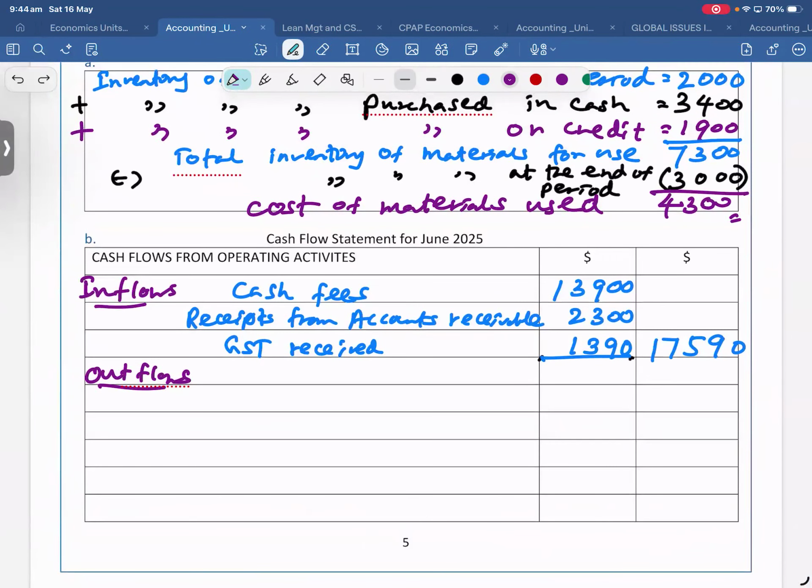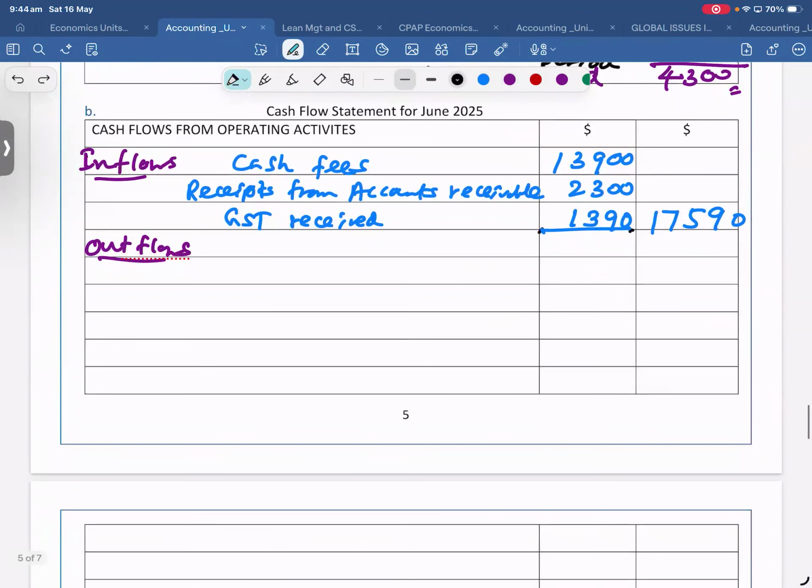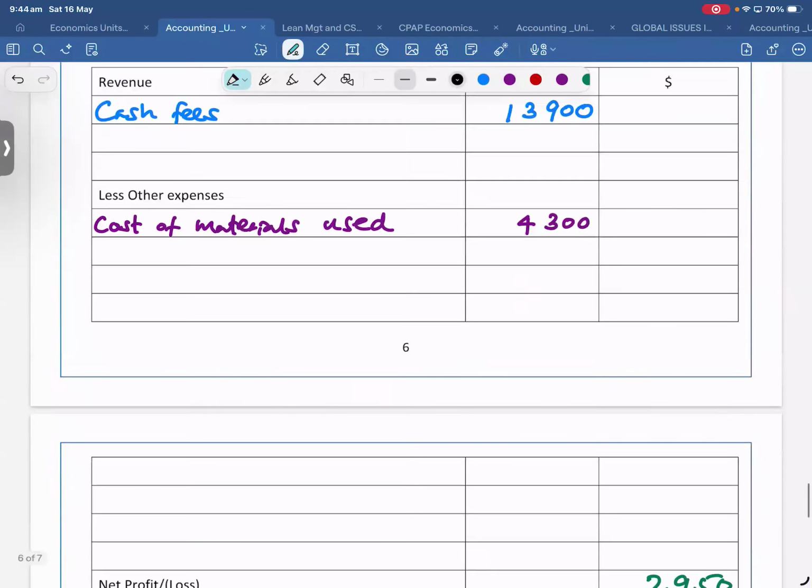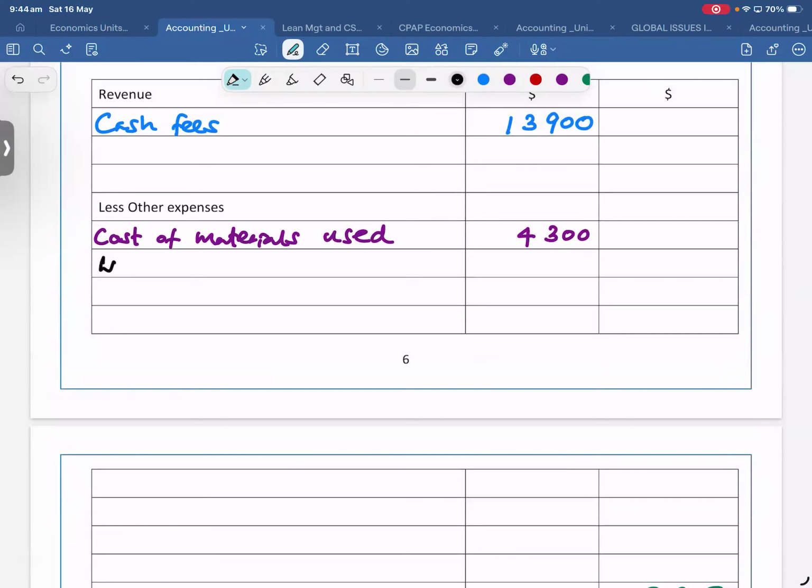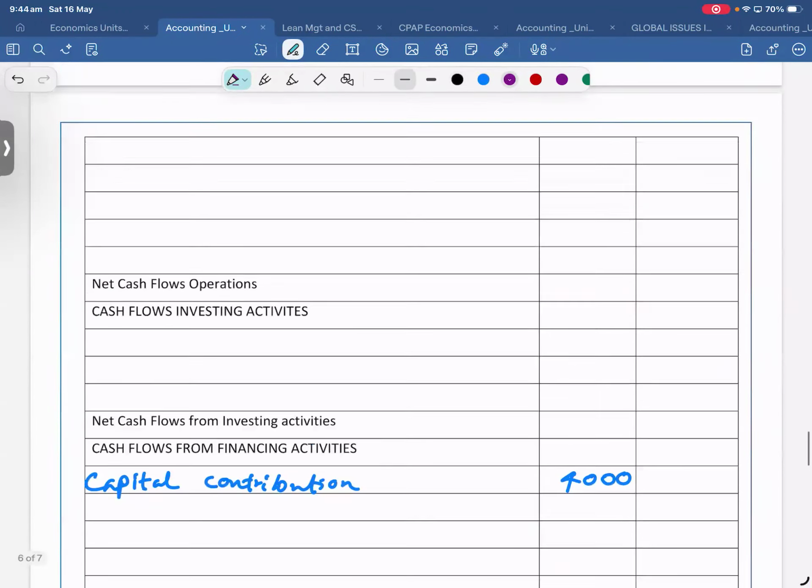So then we'll write wages 10,200. At the same time, we are recording in the income statement because it's an expense. Wages 10,200. Next one.